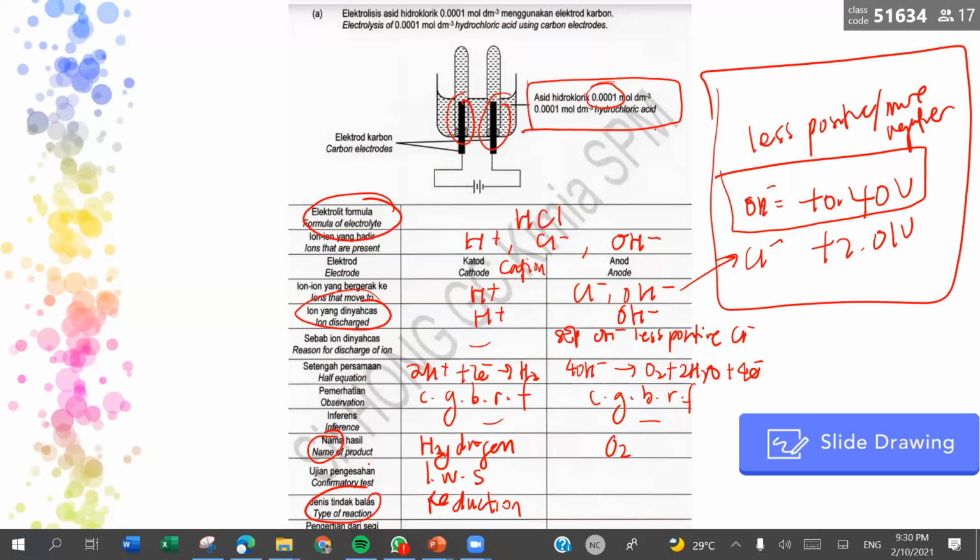How do I test oxygen? Glowing, no? Very good. I use a glowing wooden splinter. So place a glowing wooden splinter at the mouth of the test tube containing the gas, 1 mark. If the splinter relights, 2nd mark. Oxygen gas is present, 3rd mark. Exact 3 marks here. And obviously this is going to be oxidation.